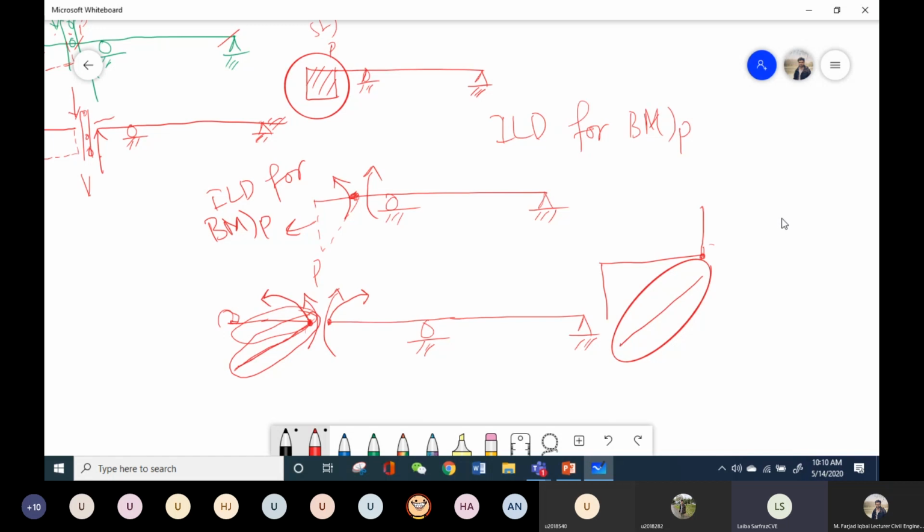Actually, yeah, I get your point. You know what happens when you apply a moment, and that's why I said that you need to hold this point, because in the case of a moment, you need to apply the rotation.